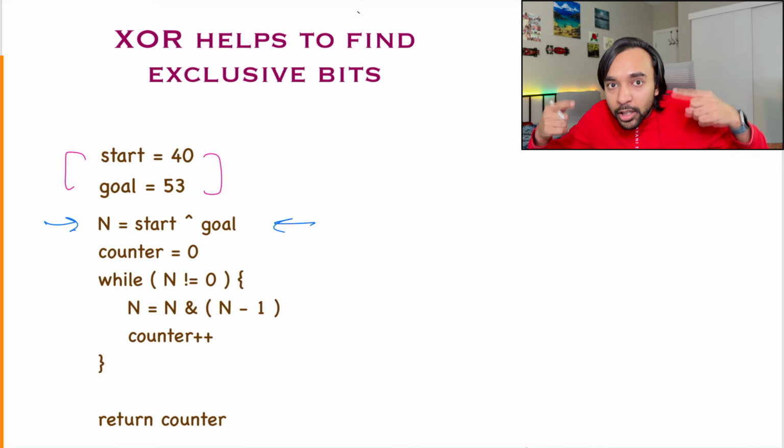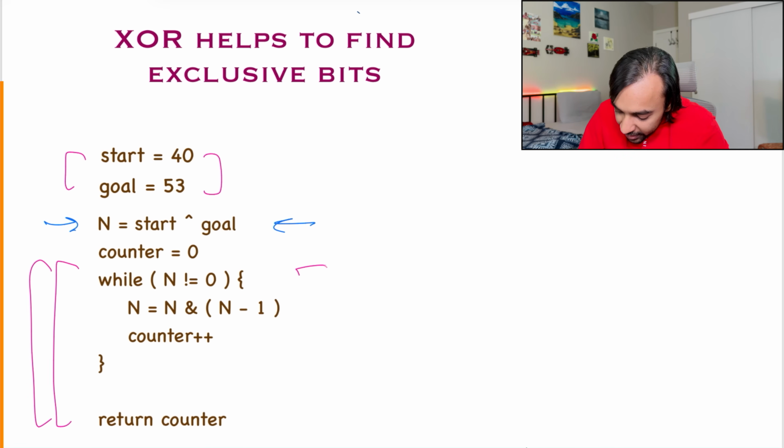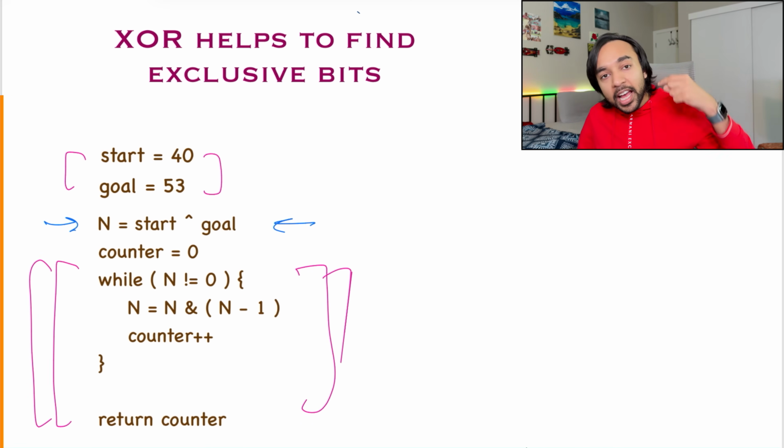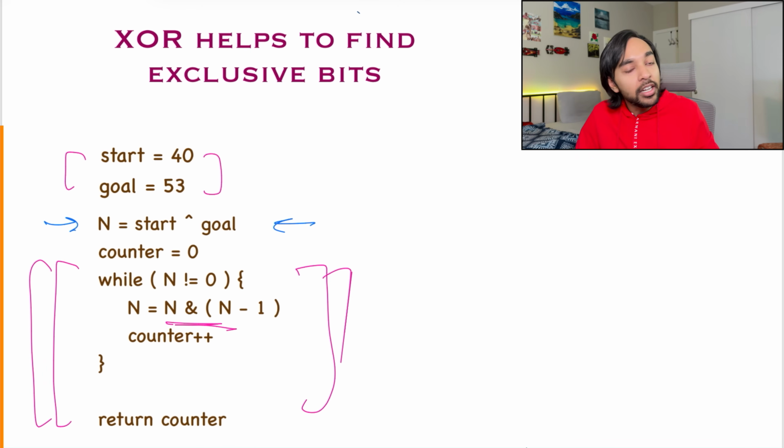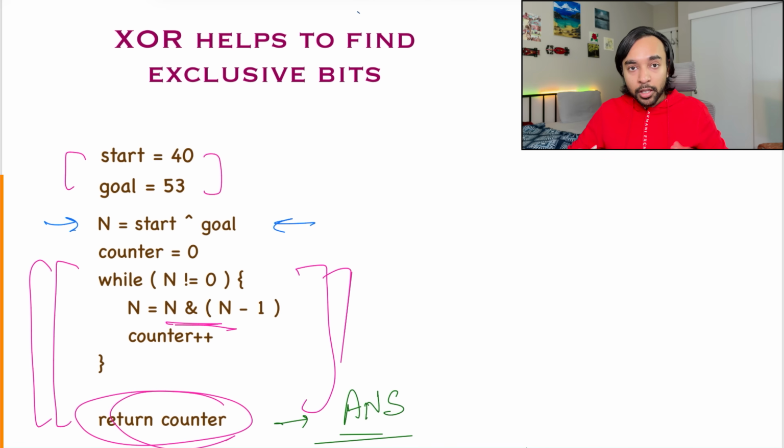To find out the total number of set bits, I have my code available that uses the counter and it keeps on doing n with a logical AND of n minus 1 to find it out. Once you do that, this counter will have your answer. So you can see how it is very, very fast.